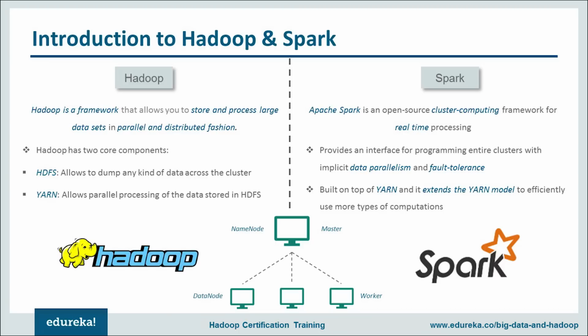Spark is used for real-time processing because with Spark, the processing happens in memory, and it provides you with an interface for programming entire clusters with implicit data parallelism and fault tolerance. So what is data parallelism? Data parallelism is a form of parallelization across multiple processes in parallel computing environments. A lot of parallel words in that sentence.